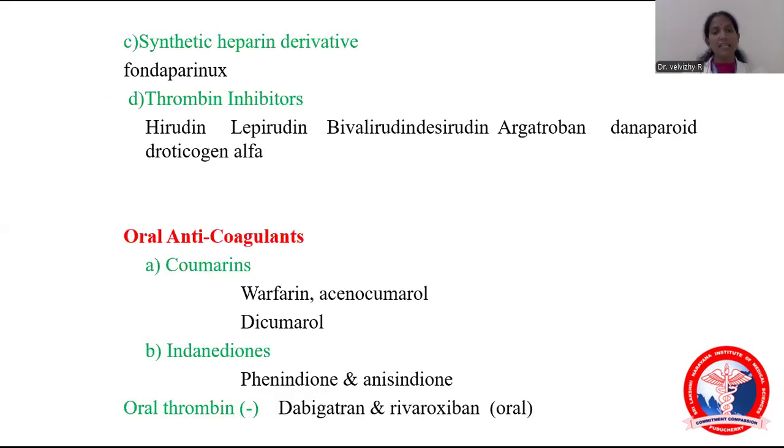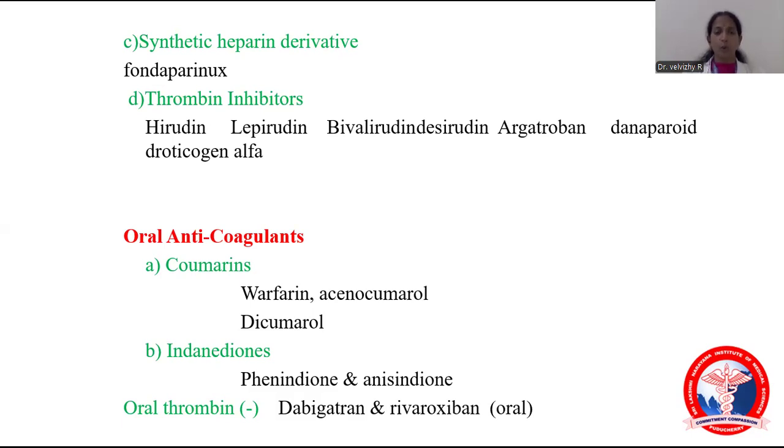Then we have synthetic heparin derivatives, which are fondaparinux and idraparinux. And thrombin inhibitors: we have hirudin, lepirudin, bivalirudin, desirudin, argatroban, danaparoid, and ximelagatran. So these come under parenteral anticoagulants: heparin, low molecular weight heparin, synthetic heparin, and thrombin inhibitors.